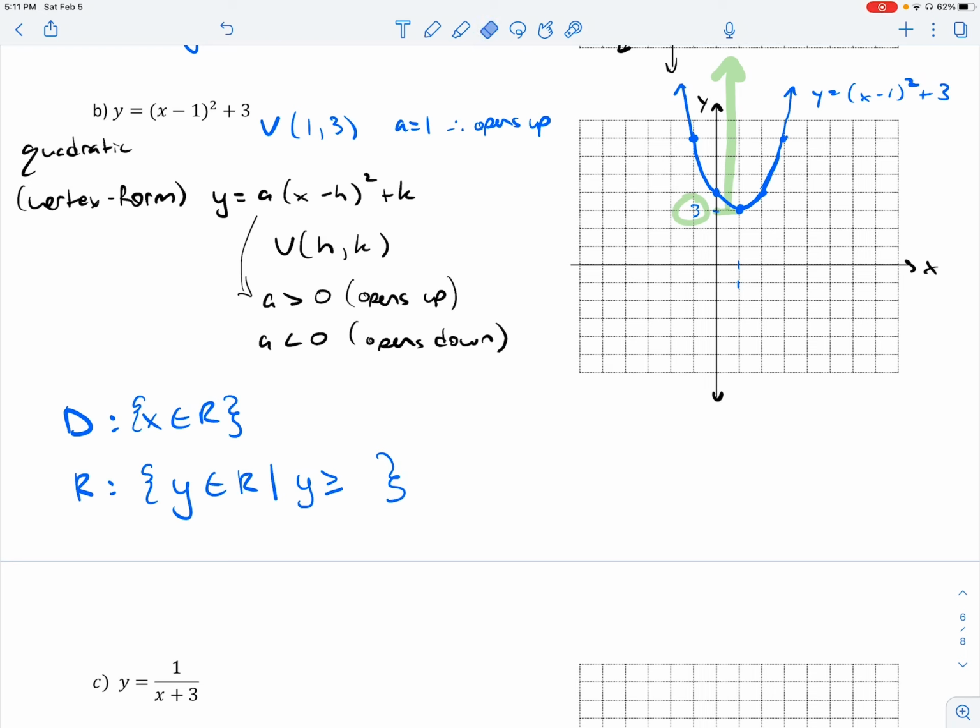Okay, let me make that 3 a little nicer. Okay. So this tells me y is greater than or equal to 3, which is what we have here in the graph. Okay, let's move on to the next one.